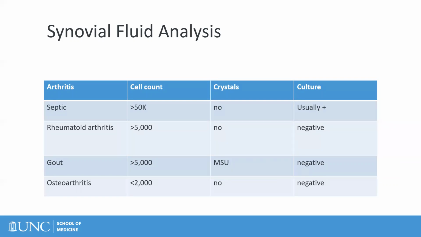Rheumatoid arthritis often has a cell count greater than 50,000, and it can be even higher than that. Generally, crystals are not seen, although I'll show you a picture. Actually, maybe I don't have that picture. Sometimes you'll see cholesterol crystals, but that's extremely rare.